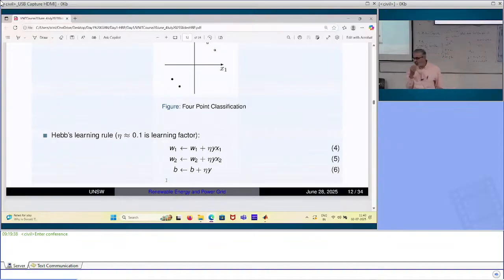That's a straight line, right? W1x1 plus W2x2 plus B. So plot that. Work done.